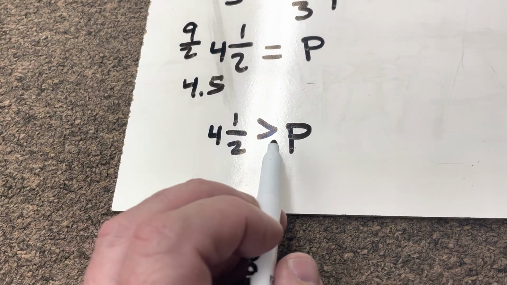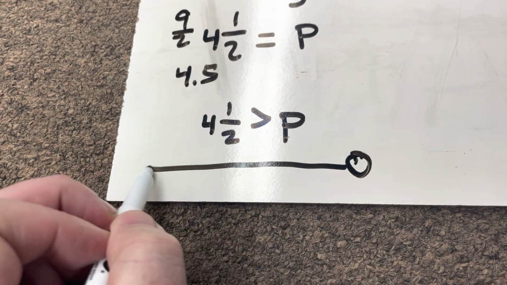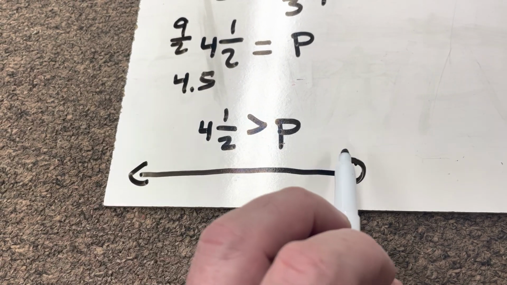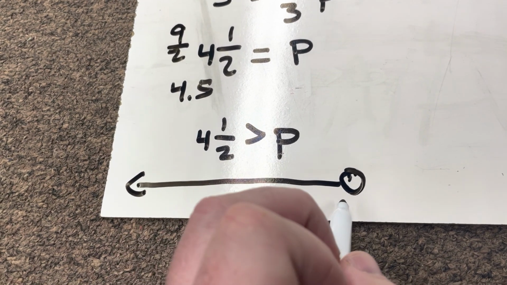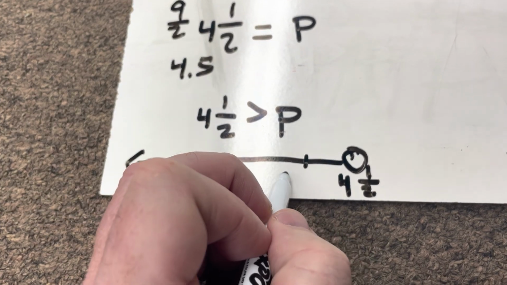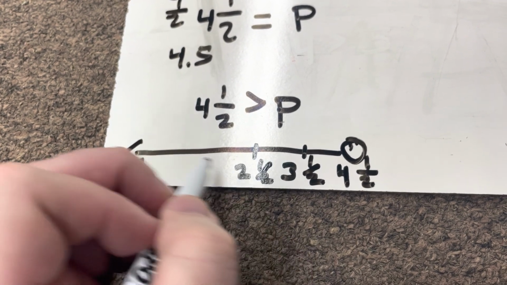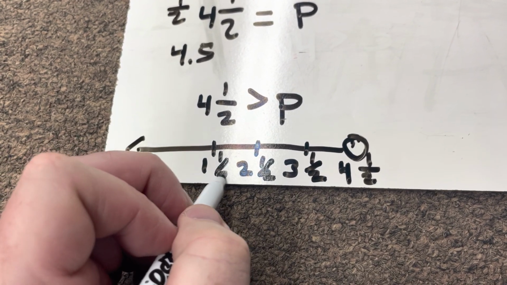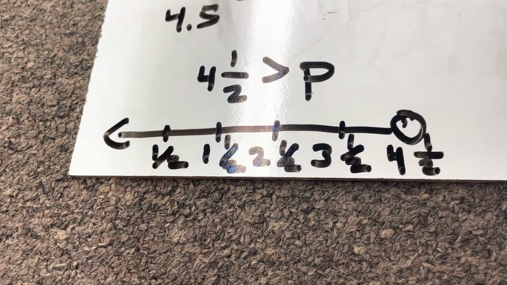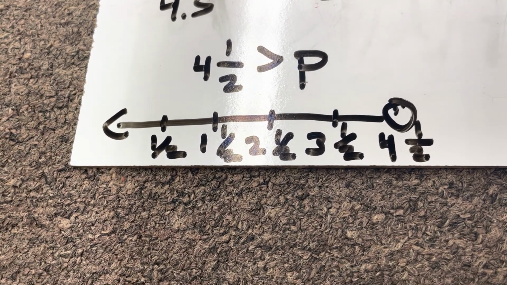So it's on the smaller side of the inequality, which means I'm going to be moving to the left. It's getting smaller. Even though it's pointing right, it doesn't matter. P is on the smaller side. So I'm going to make that 4.5, and then as we move left, that's going to be 3.5, 2.5, 1.5, and then just 1/2 to make sure I get my 5 numbers. And just make sure you make your graphs big enough and clean enough that they can be seen.